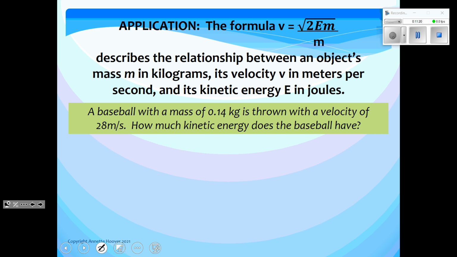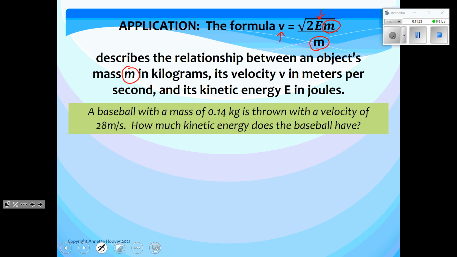Now here's an example from application. The formula velocity equals the square root of 2 times E divided by m describes the relationship between an object's mass, so the small m is for the mass. It's right here and right here. Its velocity is v, so here's our velocity, in meters per second, and its kinetic energy, E is for kinetic energy.